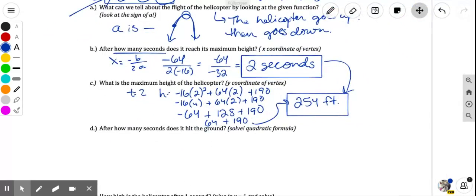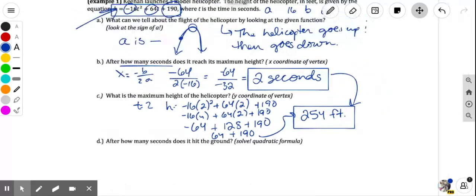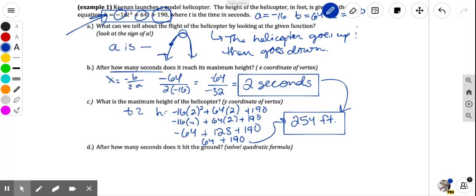Okay, the next one says, after how many seconds does it hit the ground? So we want to know when this helicopter hits the ground. It starts here, it goes up, it goes down to 0. So we want to know, what is the 0? What are the solutions to this quadratic? That's when you do the quadratic formula.